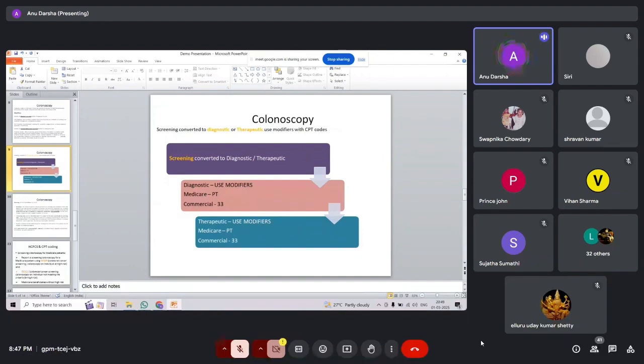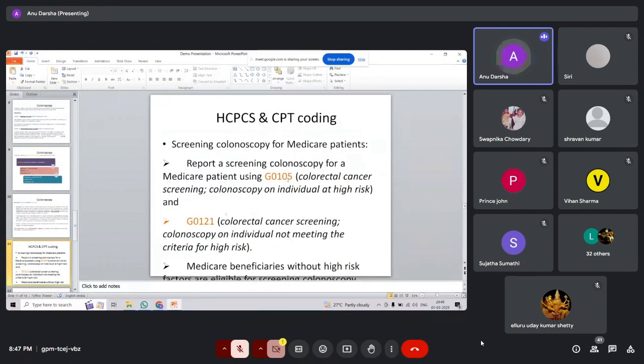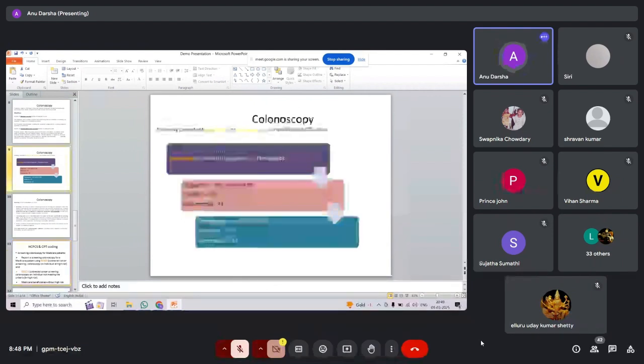So, for Medicare, if it is diagnostic, you have to use G codes, G0105 or G0121, based on whether the patient is qualifying for high risk or low risk. Okay, this is one thing if it is diagnostic. If it is therapeutic, like diagnostic has converted into therapeutic, then you have to use the PT modifier for Medicare payers. Until this, everyone clear? Any doubts?